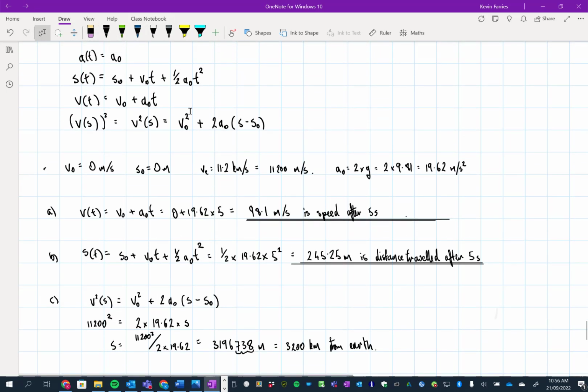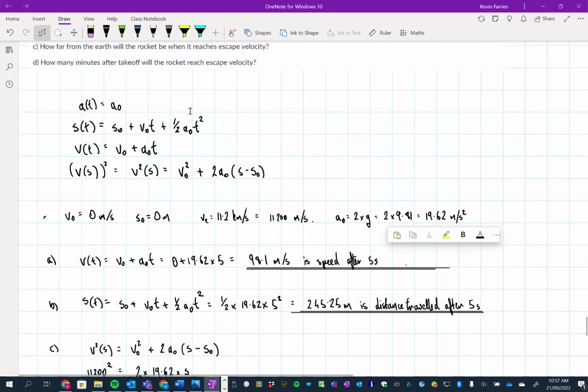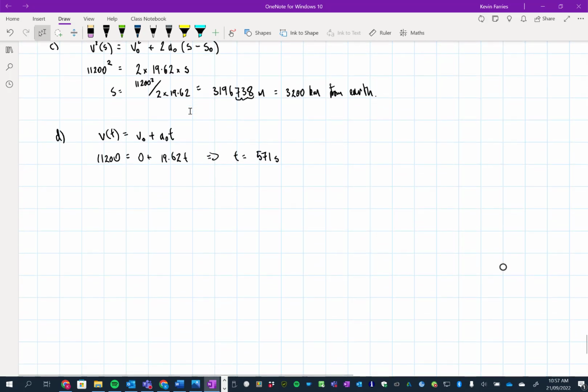seconds. And did it ask us for how many minutes after takeoff? So we'll just divide that by 60 to get the number of minutes, which is equal to 9.51 minutes. Remember, that's not 9 minutes and 51 seconds, it's 9.51, so it's about half a minute more than 9, so it's about 9 minutes 30 seconds, something like that.